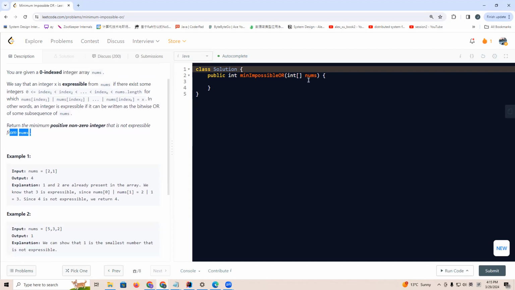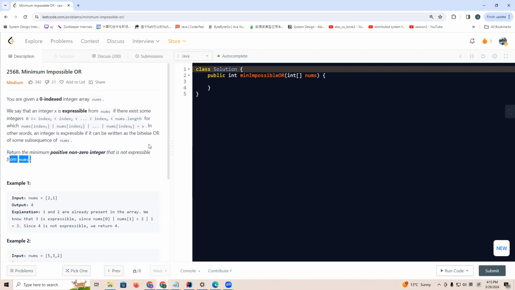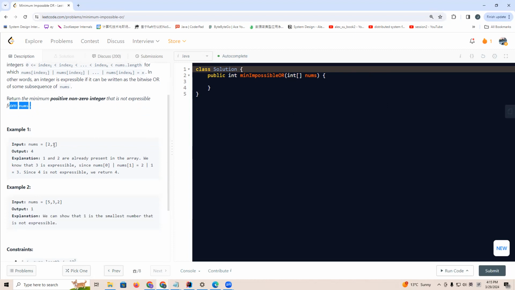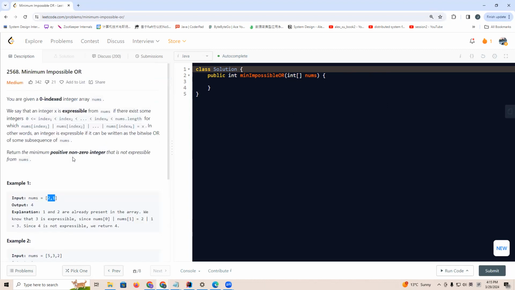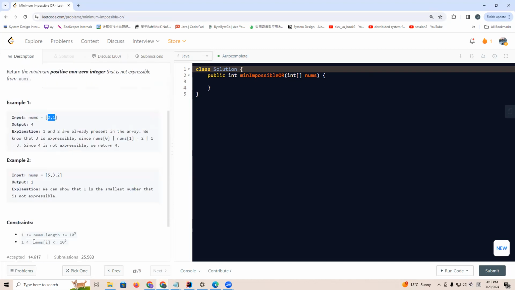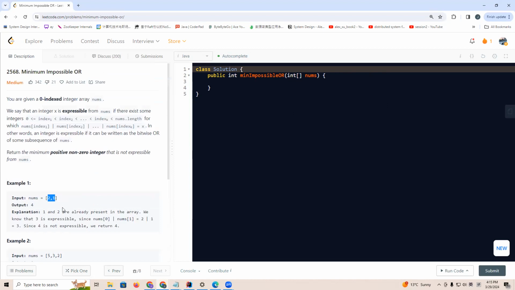if we use some of the nums to OR, what is the minimal number we cannot form, for example nums1 OR nums2, those kinds of OR expressions. For example, 1 and 2 can OR to be 3. The numbers are all positive, so they can OR to 3, and the minimal one which cannot be formed will be 4.